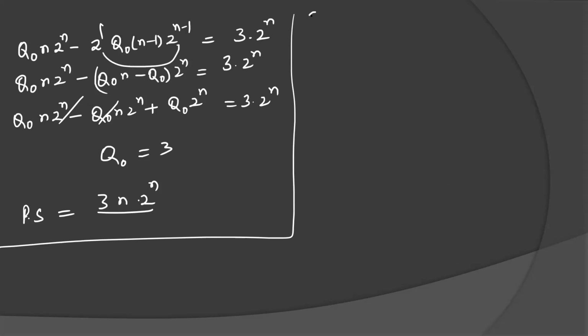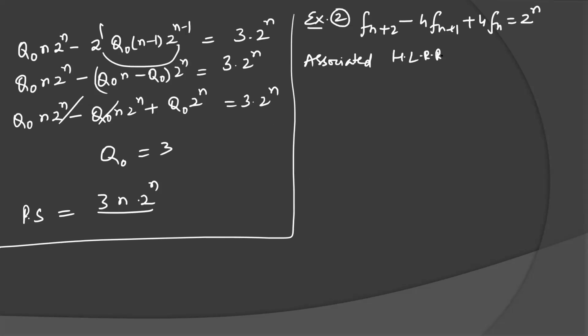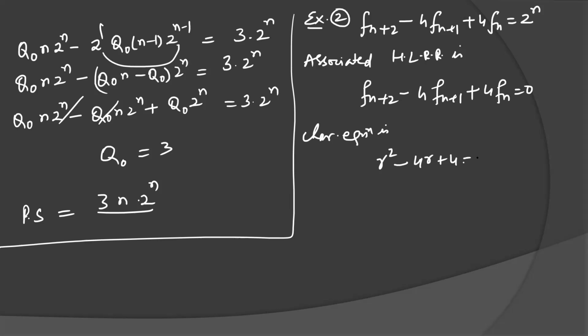So I'm taking one more example. If the root is twice repeated, suppose example 2 is based on this case only: Fn plus 2 minus 4Fn plus 1 plus 4Fn equal to 2 to the power n. So the associated homogeneous linear recurrence relation is Fn plus 2 minus 4Fn plus 1 plus 4Fn equal to 0. So the characteristic equation is r square minus 4r plus 4 equal to 0. r equal to 2, 2. So it's repeated twice.